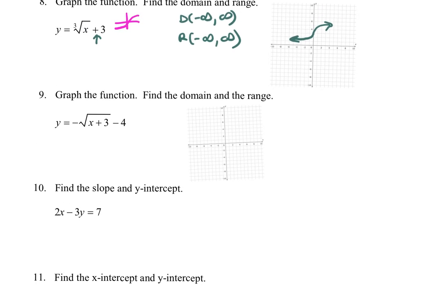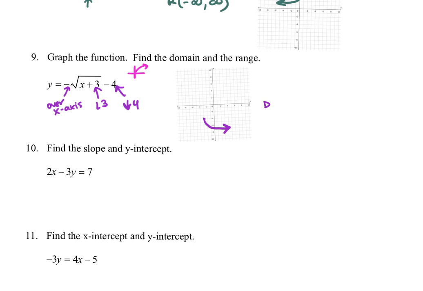Number 9 is your square root function. So that's that little half the parabola facing sideways. The negative is reflected over the x-axis or upside down. The plus 3 inside is left 3. The minus 4 is down 4. So left 3, down 4, and then flip it upside down.